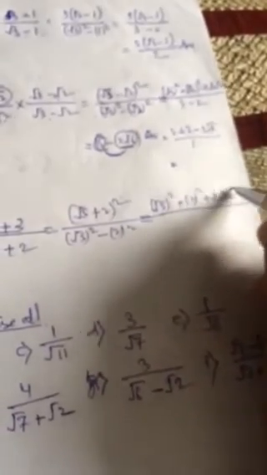So again here, a plus b whole square. Okay, so it is a square plus b square plus 2ab. Root 5 whole square is 5, 2 whole square is 4. So root 5 whole square is now 5, 2 whole square is now 4, plus 2 times 2 root 5, which is 4 root 5. So 5 minus 4 is 1. So 5 plus 4 is 9.